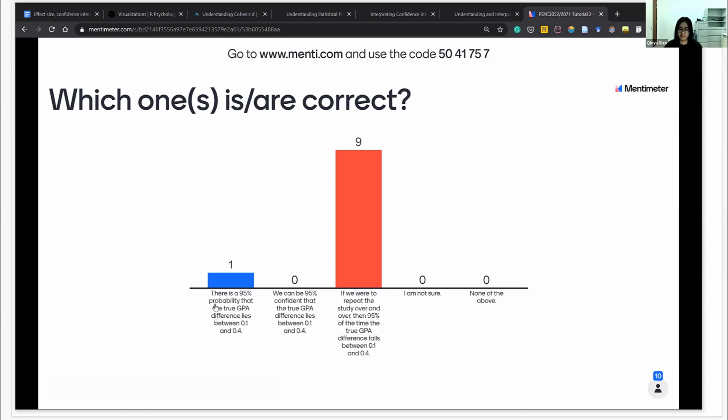Let's start with the first statement. It says that there is a 95% probability that the true GPA difference lies between 0.1 and 0.4. As I just said, the true mean is a fixed value. It does not vary regardless of how many samples we draw and how many sample means we calculate. So we cannot say anything probabilistic about the true mean. Also, this second statement states something about the true mean, which we can never say. Whenever we try to say that the true mean has anything to do with any particular confidence interval that we have obtained, then we're wrong.